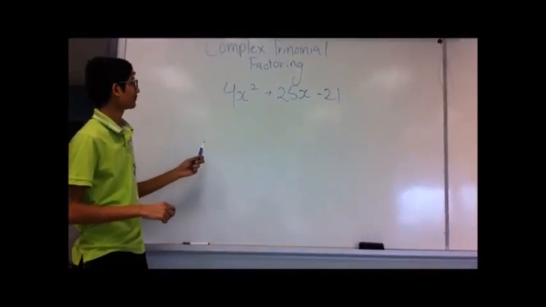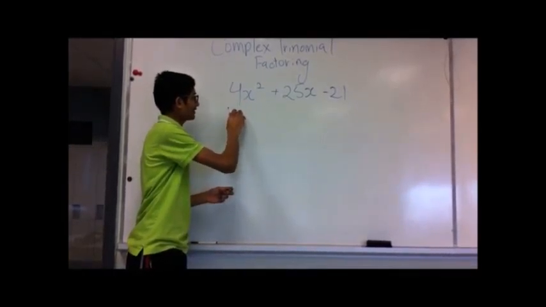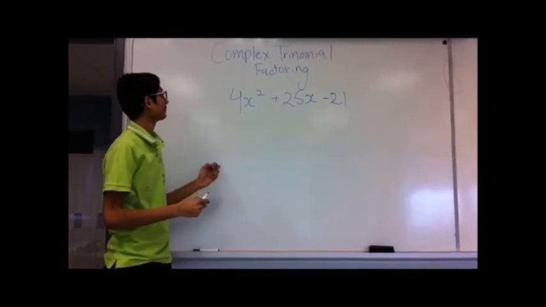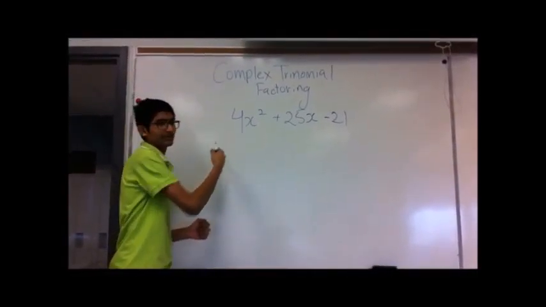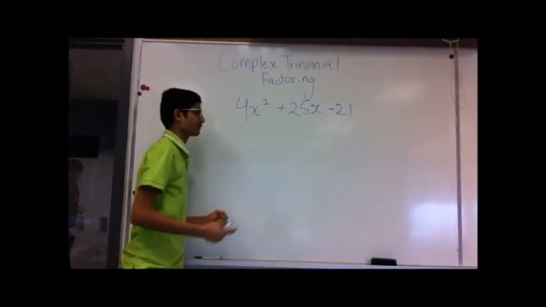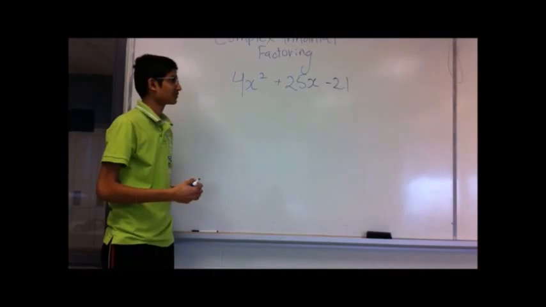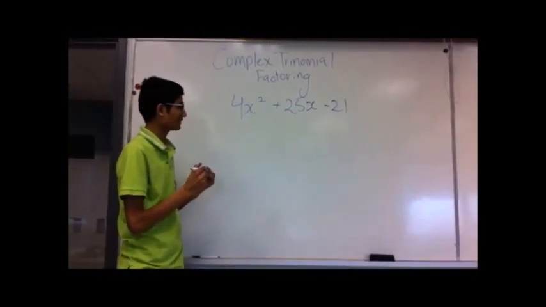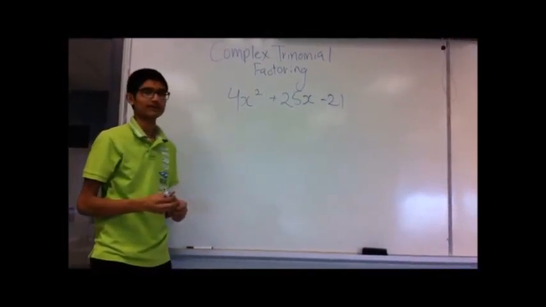In simple trinomial factoring, the coefficient in front of x squared is always 1 and it's never greater than that. However, in complex trinomial factoring, the coefficient in front of x squared has to be greater than 1, and in this case it's 4. Therefore, this is complex trinomial factoring. So now the problem I'll put up on the board, 4x squared plus 25x minus 21, we'll attempt to solve using complex trinomial factoring.